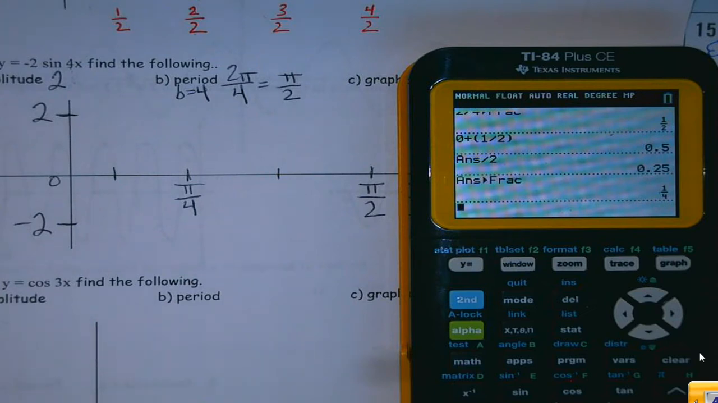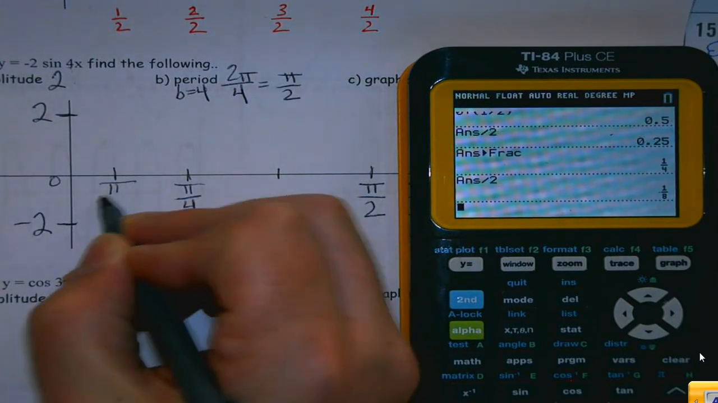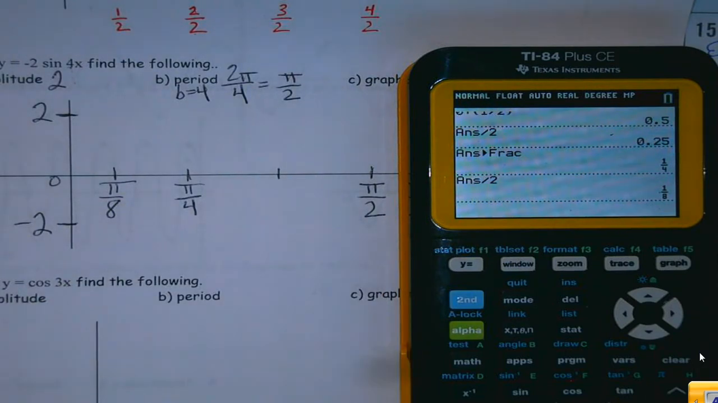Now here's the cool thing though. If you want to do it again right away, I don't have to go back and do 0 plus this. I can just divide it by 2 again, and that'll get me my first one. Now would it work to do 0 plus 1/4? Sure.